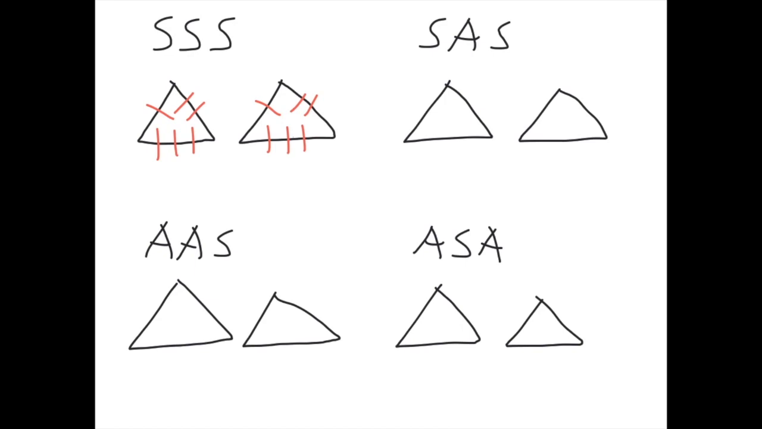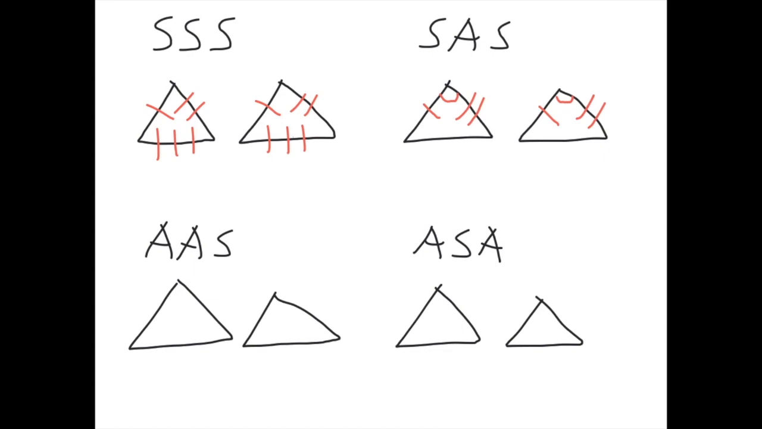Next we have side, angle, side. That's where you have a side congruent to another side, and then an angle congruent to another angle, and a second side congruent to a second side. The big part of this is that the angle has to be in between the two sides. So you look at the two sides that are congruent, it must be the angle that touches both of those sides.